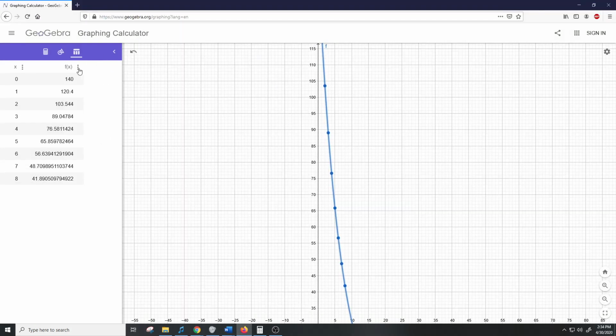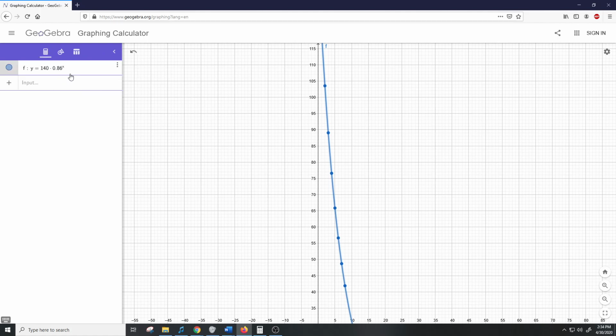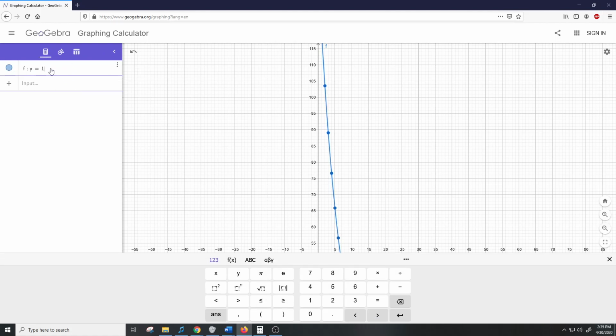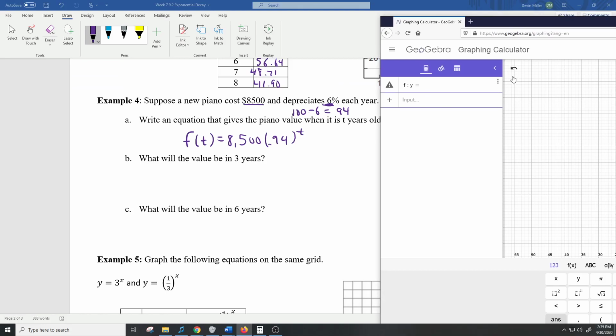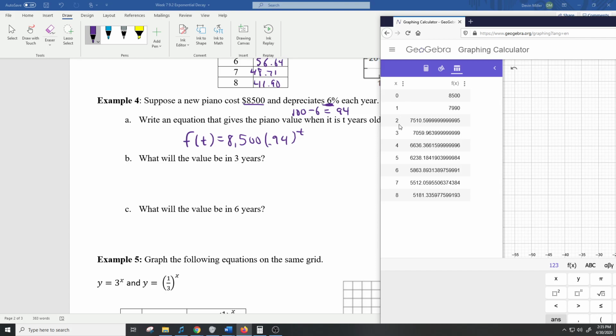So what we have, y equals, let me move that over so you can see. You can do 8,500, parentheses, 0.94, raise that to the x. It's good to practice using this because it's easier, I think. And then once you do that, you can bring up your table. 3 years, so we're going to look at 3. It's worth 7,059.